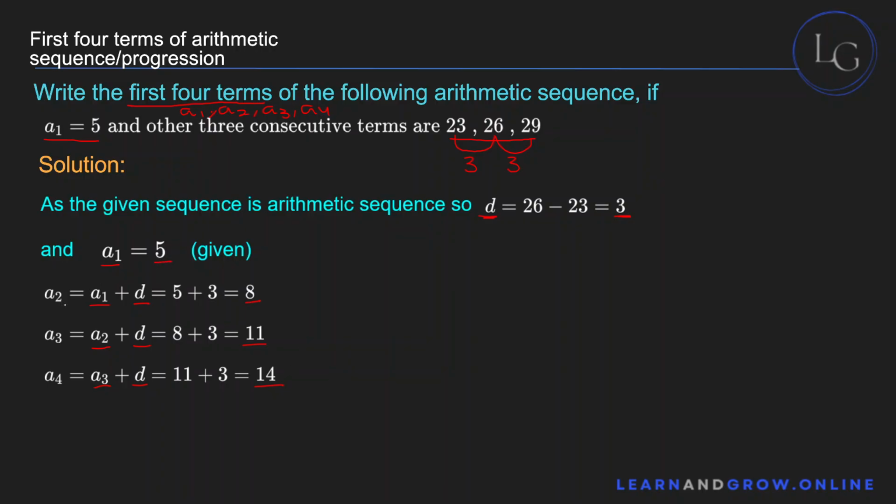Now we have A1, A2, A3, and A4: 5, 8, 11, and 14. So these are the first four terms of the sequence given to us.